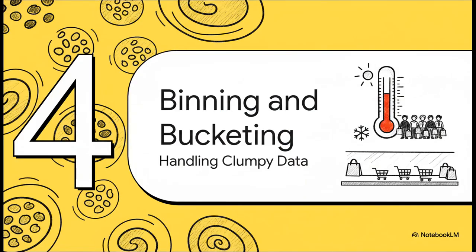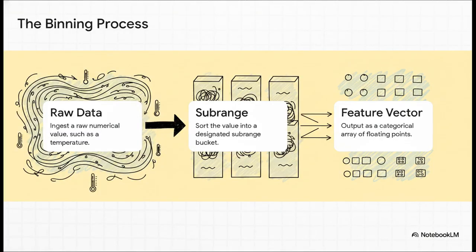Let's move to Section 4, binning and bucketing, handling clumpy data. Sometimes the relationship between a feature and a label isn't a straight line at all. It's clumpy. Think about retail foot traffic. People shop the most when the weather outside is comfortable, right? Not when it's freezing or boiling. By binning, which is turning a continuous temperature reading into distinct categorical buckets, we literally force the model to learn separate, distinct weights for each specific temperature clump.